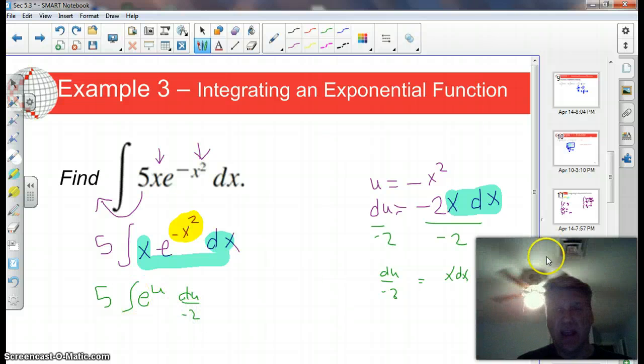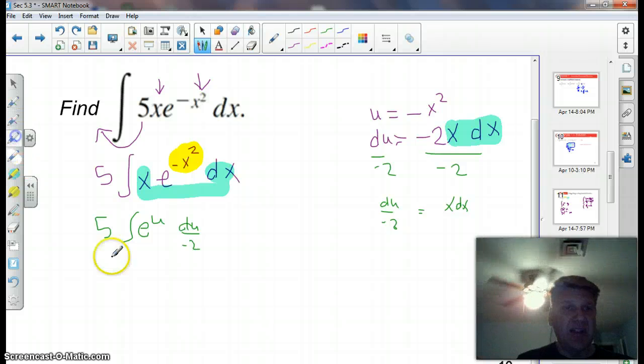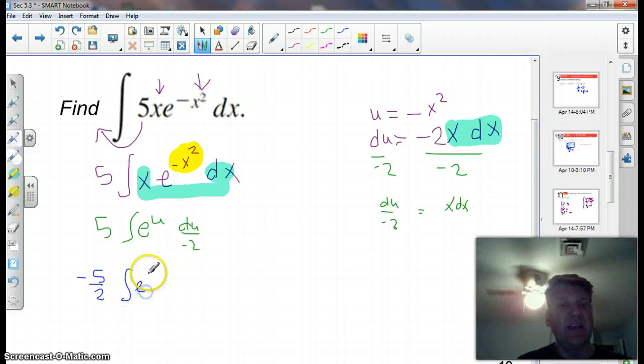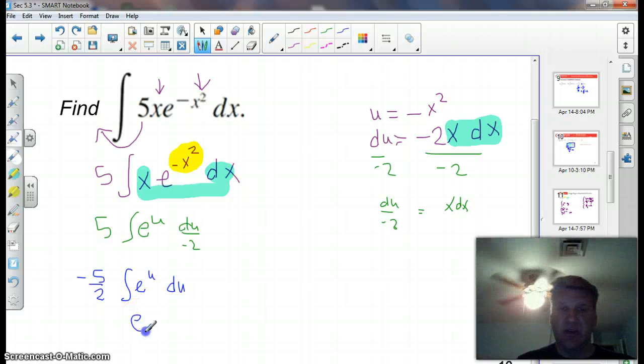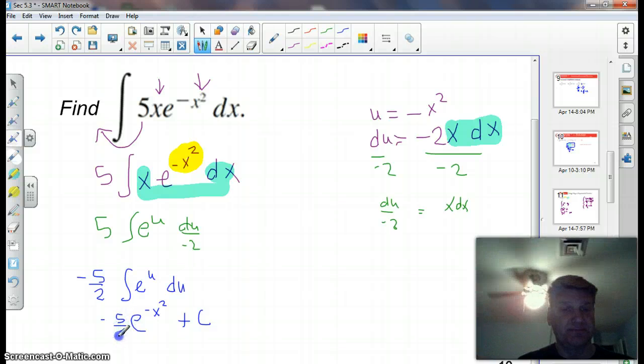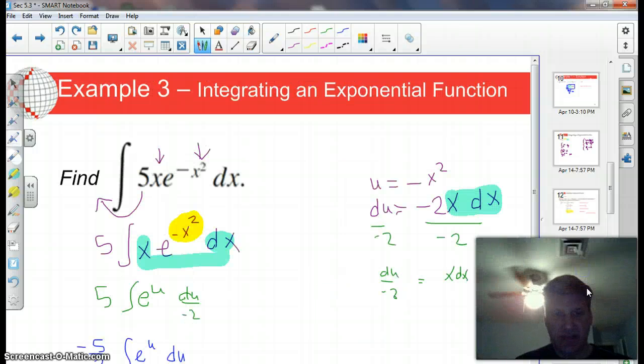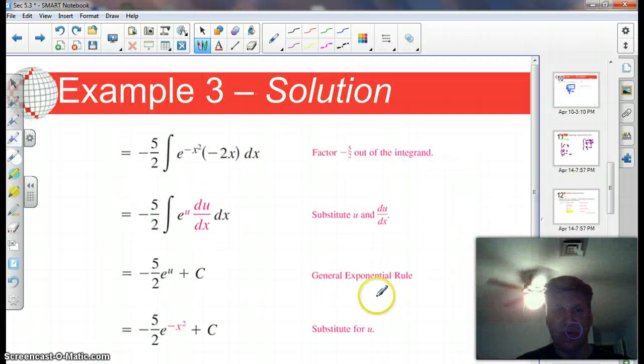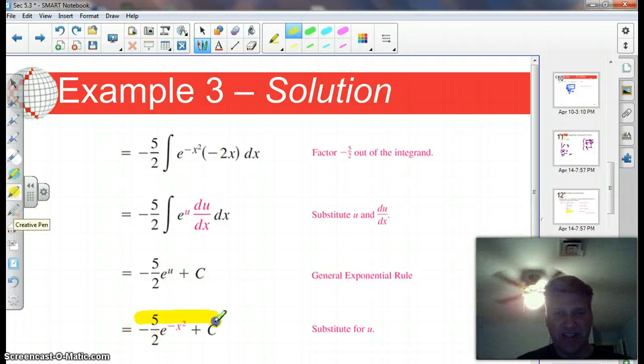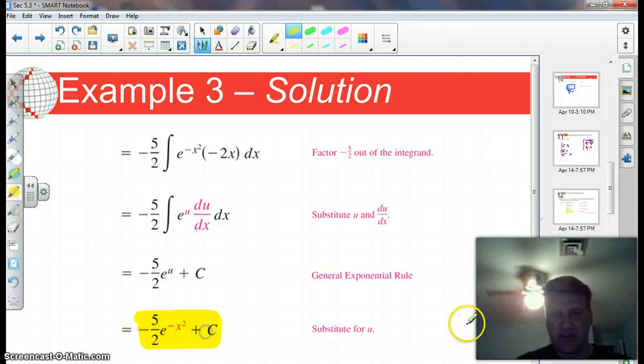And I can pull out the negative 2. And let's make this a negative 5/2. The integral of e to the u du. And of course, the integral of e to the u is e to the u, but I'm going to replace u back with the u substitution, negative x squared plus c. And I'll tag on my negative 5/2. And yay, the author agrees again. That's nice when we get the answer in the back of the book. I haven't looked at this yet, so I'm glad we're doing pretty good.